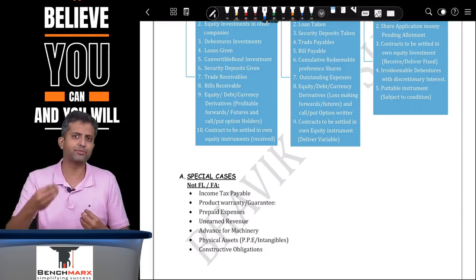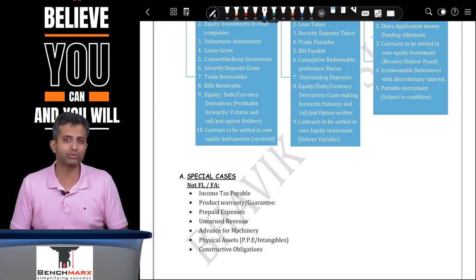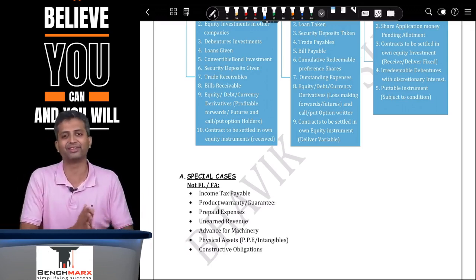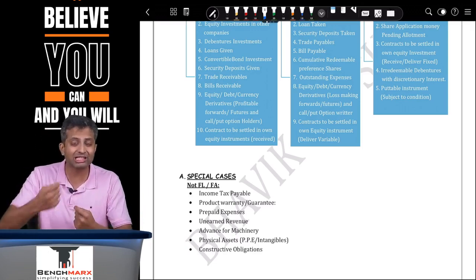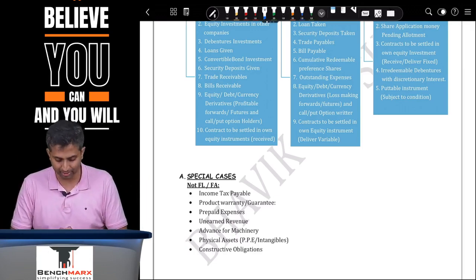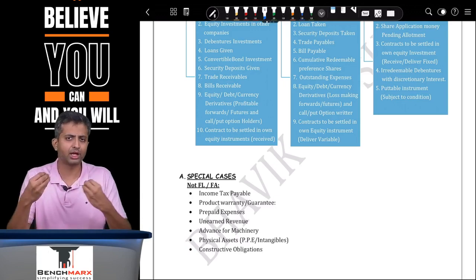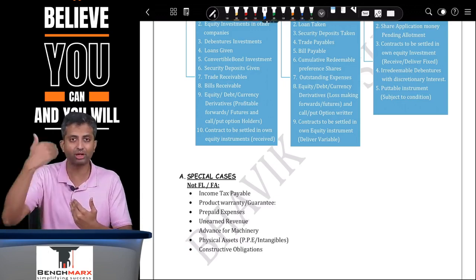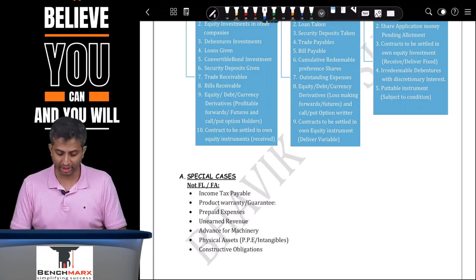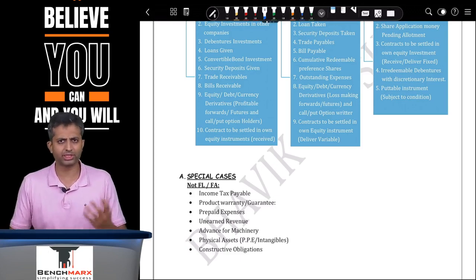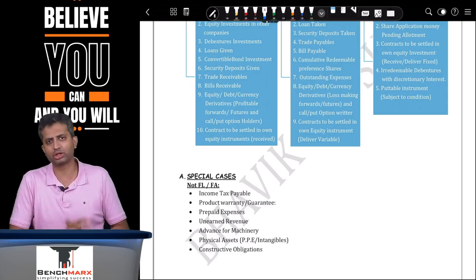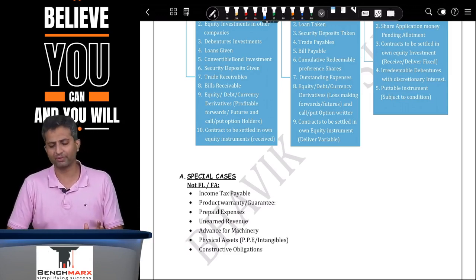Unearned revenue, like if you pay fees in advance, we are under an obligation to give you services. We as such are not under an obligation to give you a refund. So it is an obligation to give services, not an obligation to deliver cash, and hence not a financial liability. Advance for machinery: if we have received an advance, then we are under an obligation to deliver the machinery, not an obligation to give cash, so not a financial item. Physical assets like PPE and intangibles give you future economic benefits, but they don't have a contractual right to receive cash and hence are not financial assets. They are assets, just not financial assets.